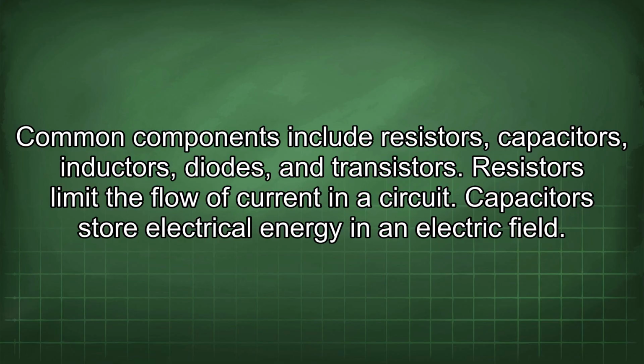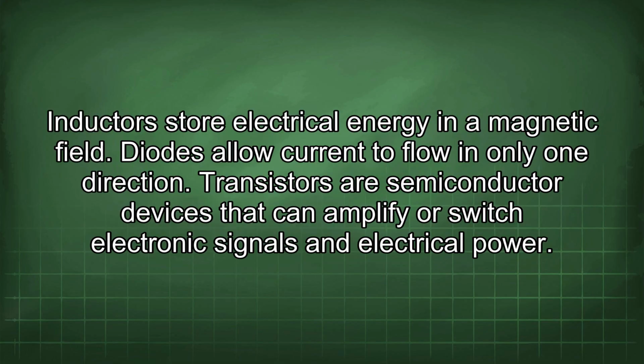Resistors limit the flow of current in a circuit. Capacitors store electrical energy in an electric field. Inductors store electrical energy in a magnetic field. Diodes allow current to flow in only one direction. Transistors are semiconductor devices that can amplify or switch electronic signals and electrical power.